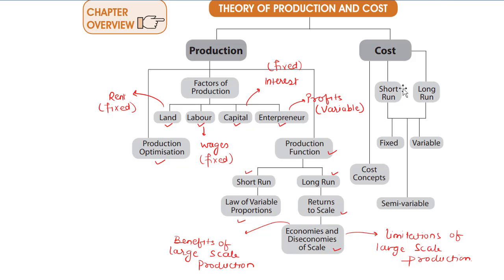Let us see the cost part now. So in cost part, we need to understand all the concepts which relate to cost. Then we'll move to short run cost and long run cost. In short run and long run, we have fixed cost and variable cost, and in between fixed and variable, we have certain types of cost which are neither fixed nor variable, or which have a combination of fixed and variable, and which is known as semi-variable cost. I think we are clear till here.